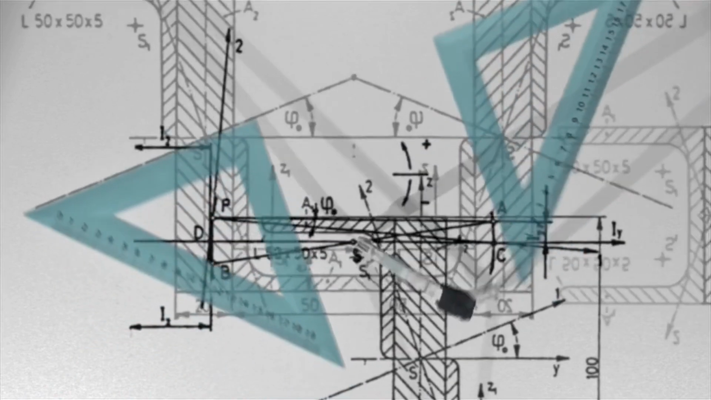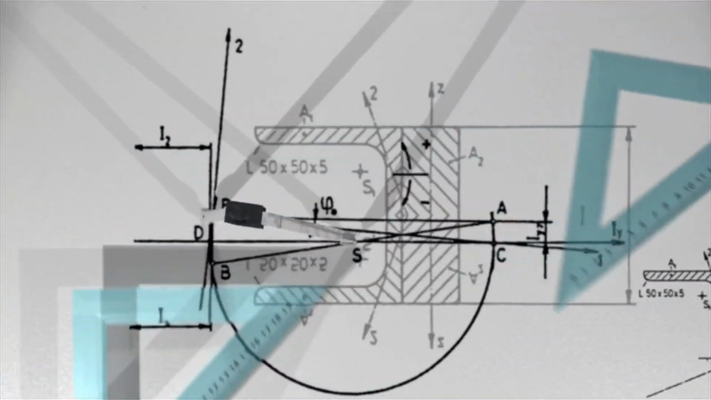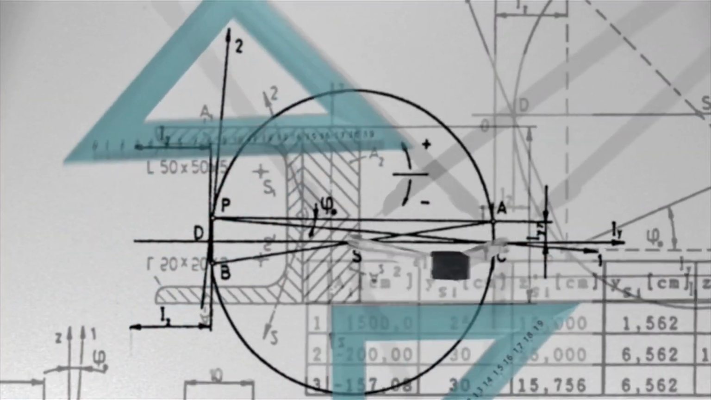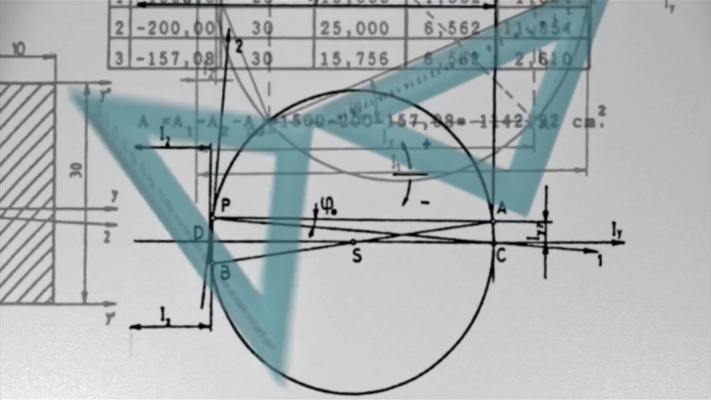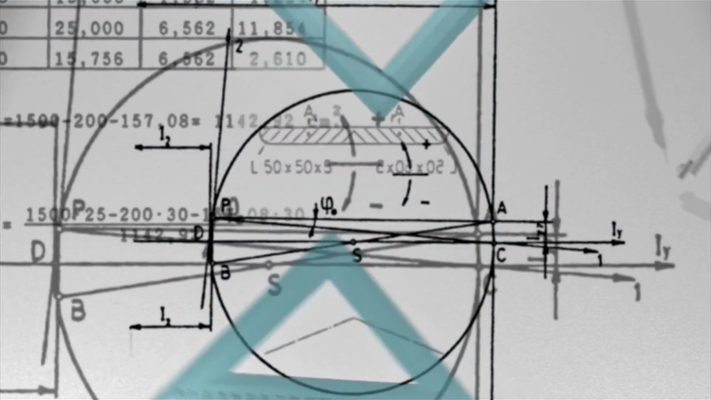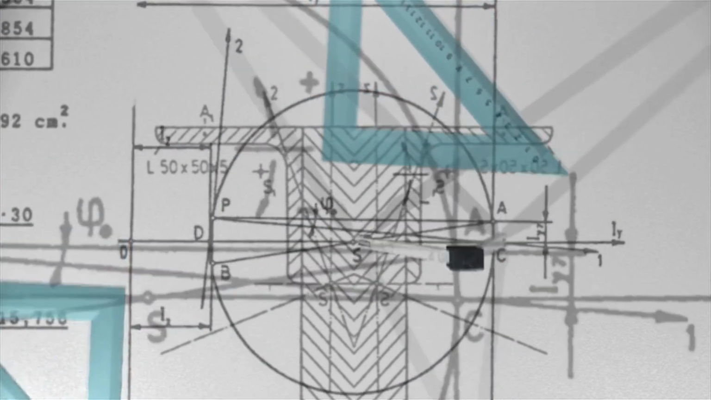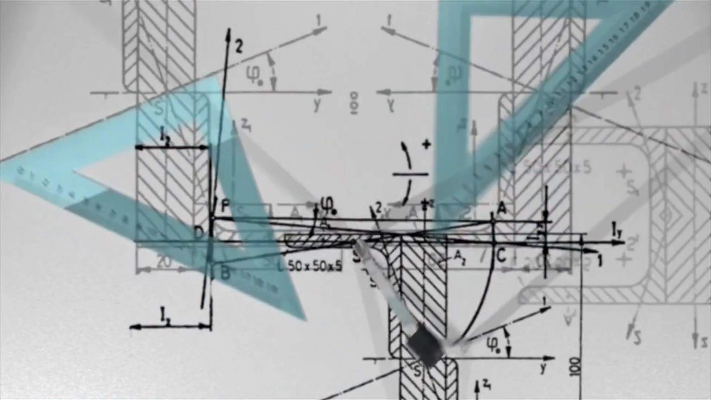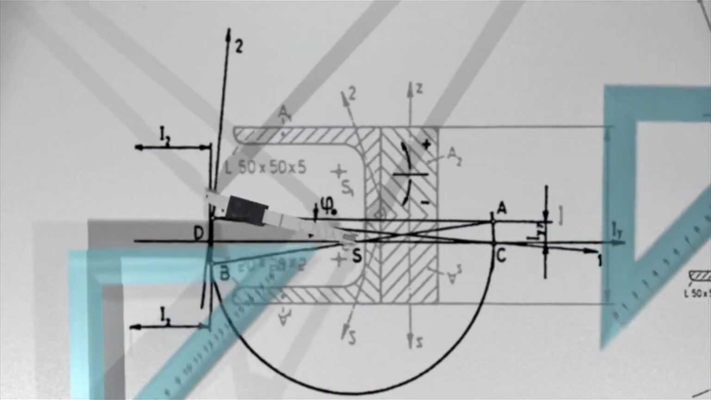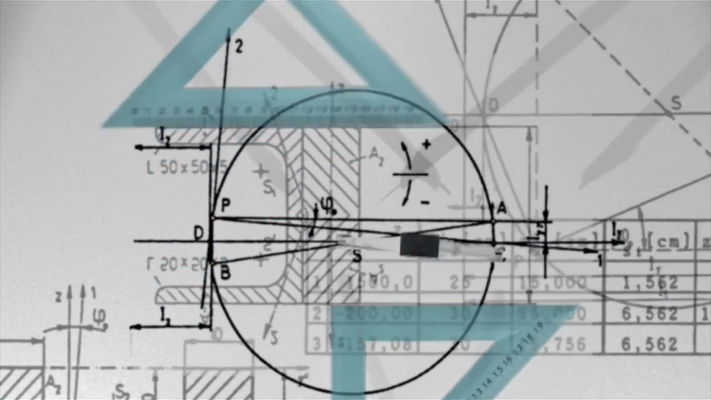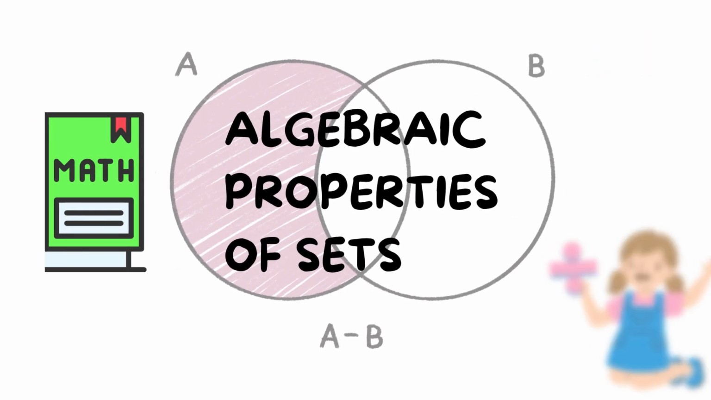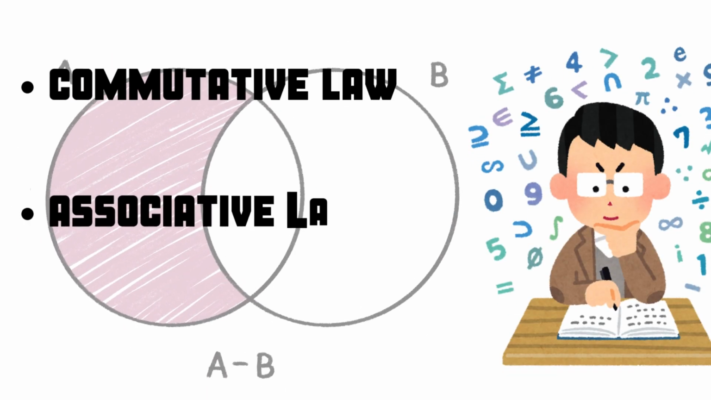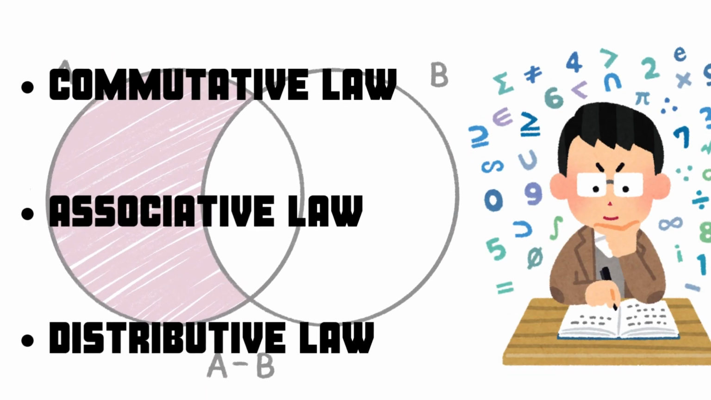Have you ever felt like sets are just random collections of things? In reality, sets follow a strict set of rules, literally. Whether you're into computer science, logic, or just acing your math exam, the laws of sets are the hidden grammar of mathematics. Today, we're breaking them down. These are some important laws, but we are going to learn all of them.